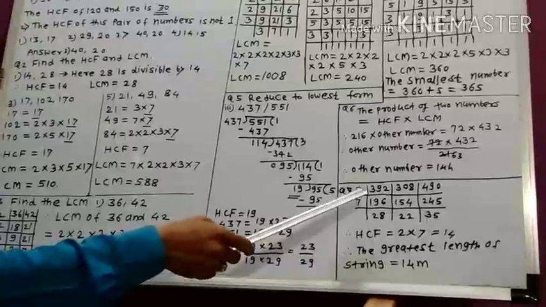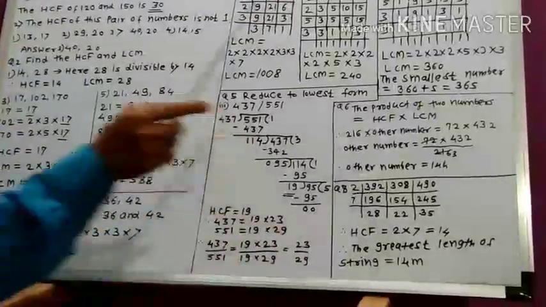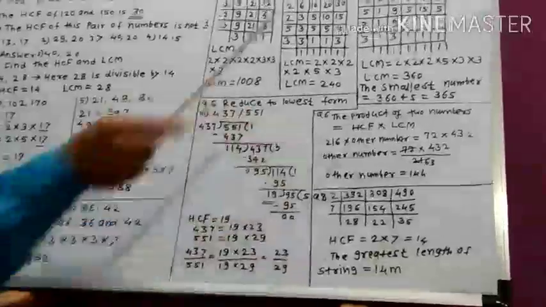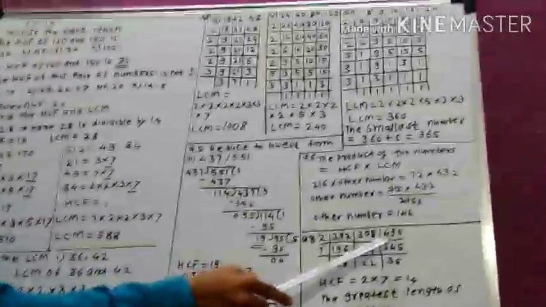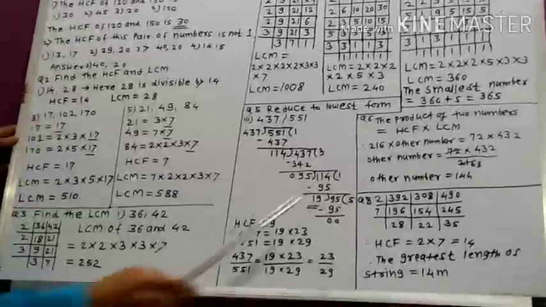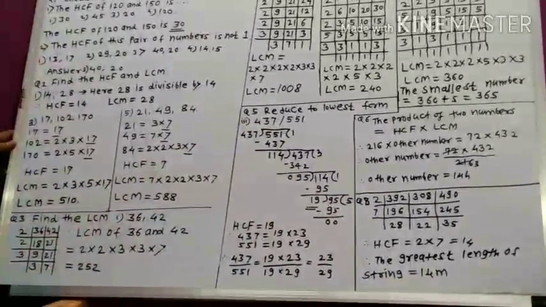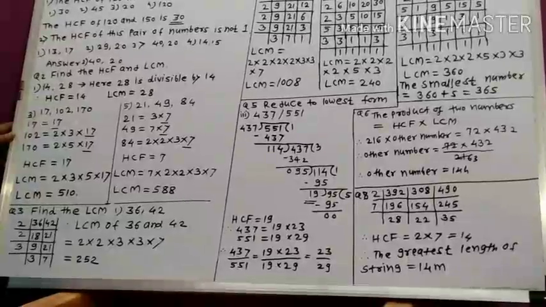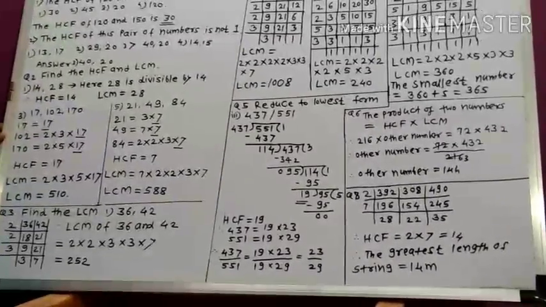The first bundle has length 392 meters, the second bundle 308 meters, the third bundle 490 meters. These three bundles have different lengths and we have to find the greatest length of string in that example.